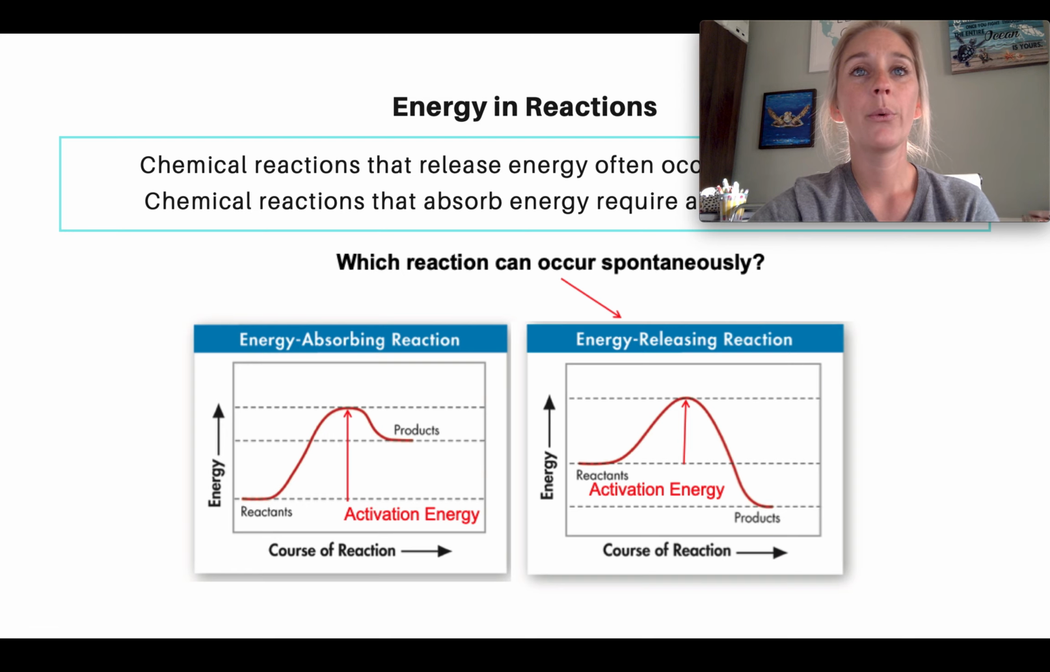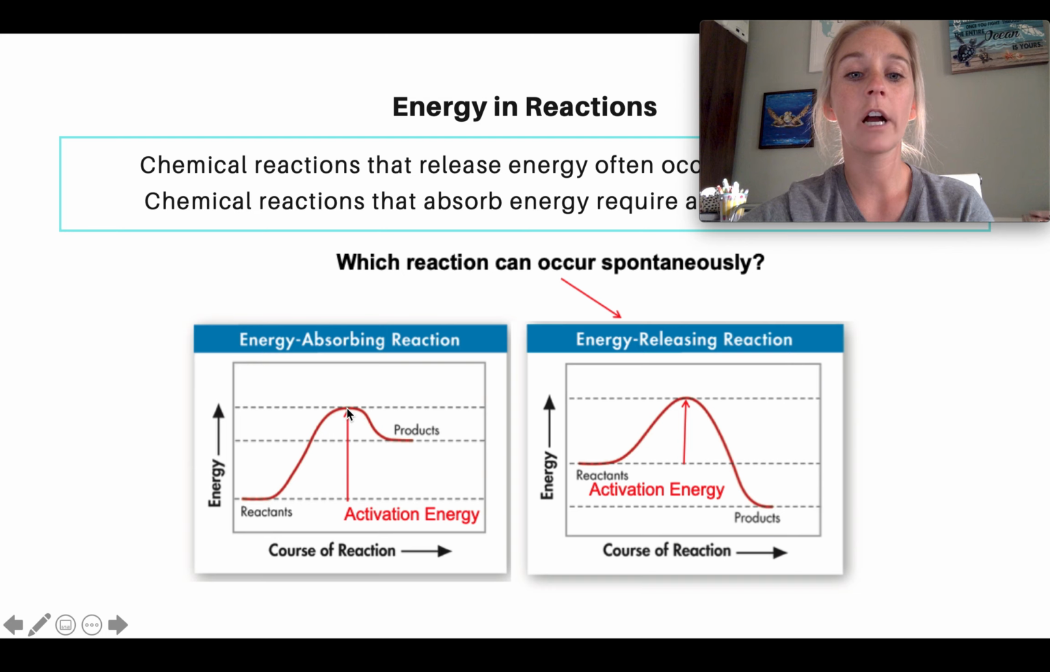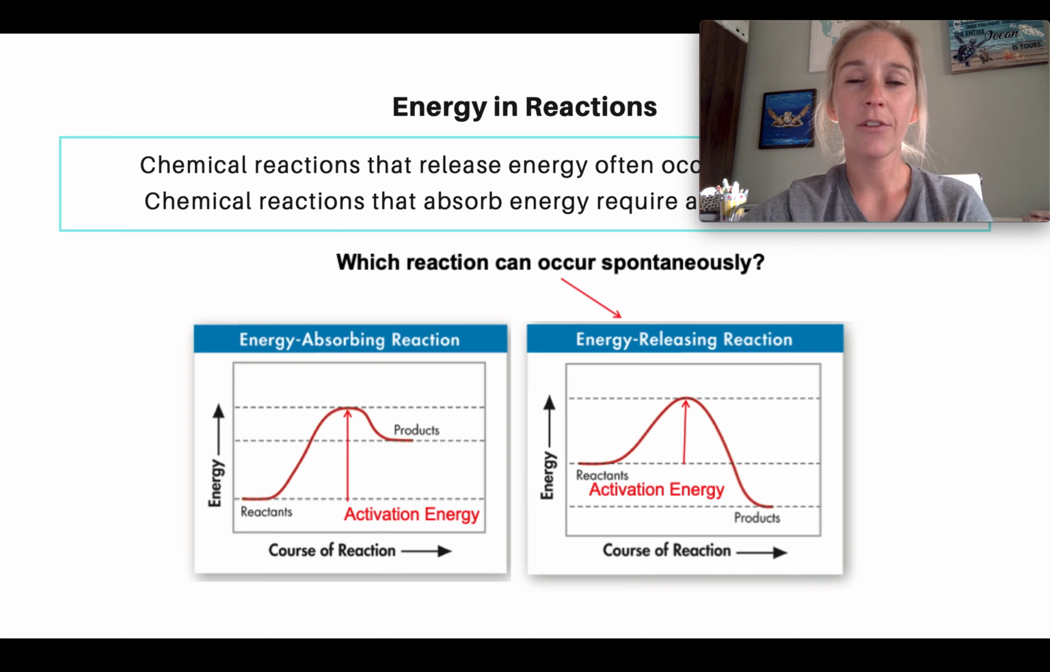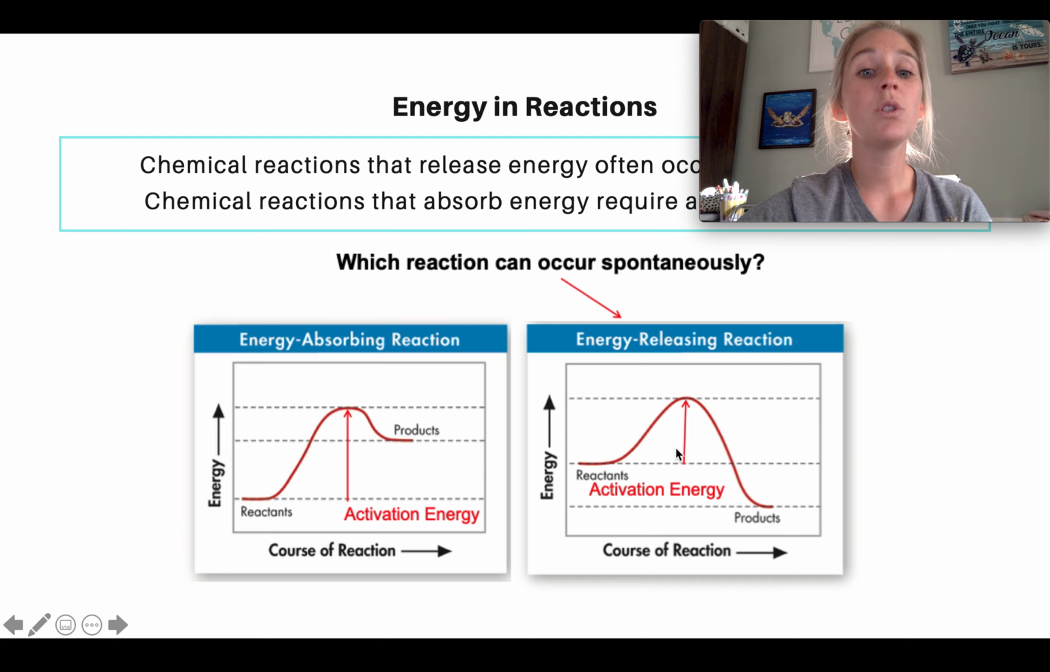So here we have 2 graphs. The high point of each graph shows how much energy it takes for the reaction to happen. So the difference between the energy it needs to happen and where it's beginning is called the activation energy. There are 2 types of these reactions. You have energy absorbing and energy releasing.